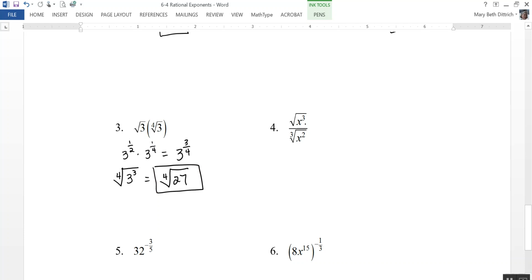Number 4, I have the square root of x cubed divided by the cube root of x squared. I'm going to write each of those as a rational exponent. So this is x to the 3/2 power divided by x to the 2/3 power. And since I'm dividing two powers that have the same base, I'm going to subtract their exponents. 3/2 minus 2/3 is x to the 5/6. And because this problem started with a radical, I'll do that for my final answer. So this is the 6th root of x to the 5th power.